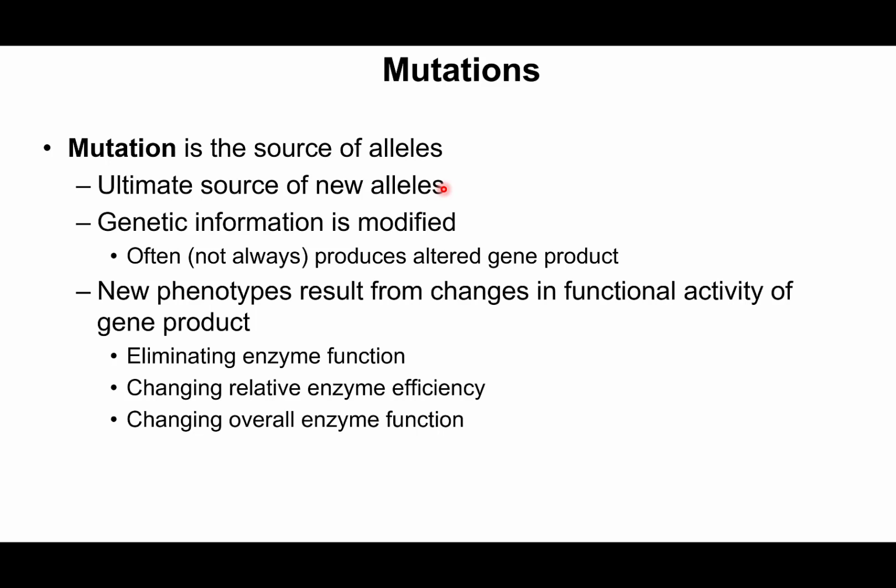Now, just because genetic information gets modified, it doesn't always produce an altered gene product. You could have a mutation that doesn't result in a change of that protein. So we only get new phenotypes when somehow the functional activity of that gene product gets altered. So for instance, if we had an enzyme and a mutation then causes that enzyme to no longer function, that would be a new phenotype. We could change the efficiency by which that enzyme functions. Maybe it functions better or worse than previously. Or some mutations could actually cause that enzyme to have a completely new function altogether.